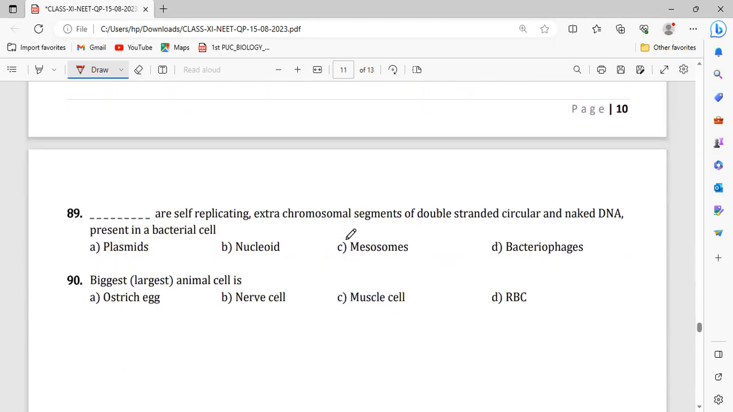Then 89. Dash are self-replicating extra chromosomal segments of double-stranded circular and naked DNA present in the bacterial cell. Apart from the main genetic material, they have one circular DNA which is autonomously replicating. So that we call it as plasmids. Then the biggest cell, it is the ostrich egg. It is the single cell which is the biggest one.